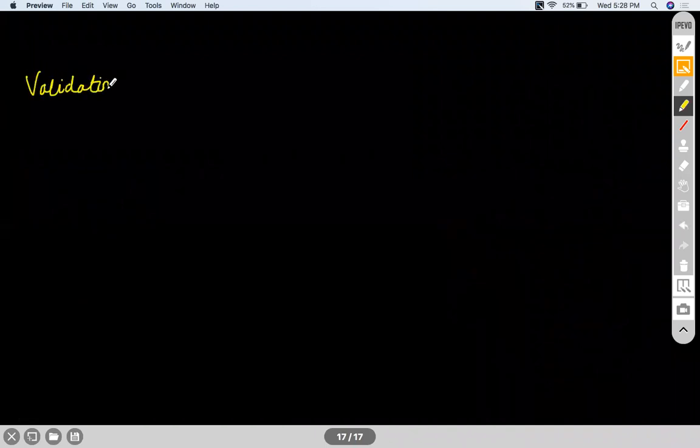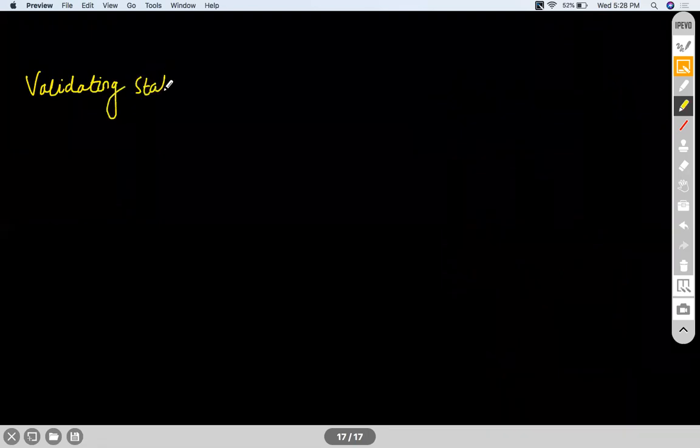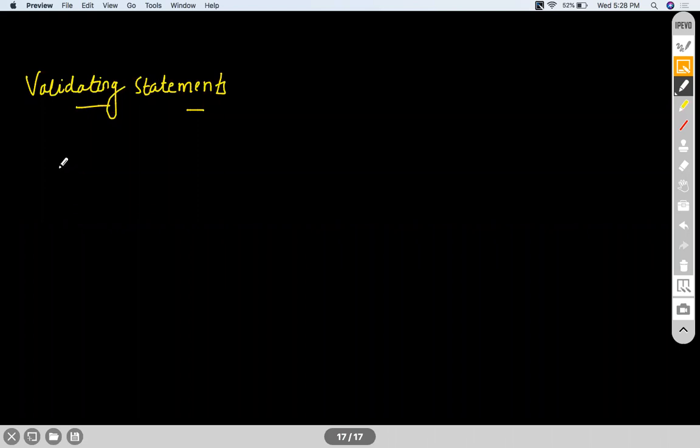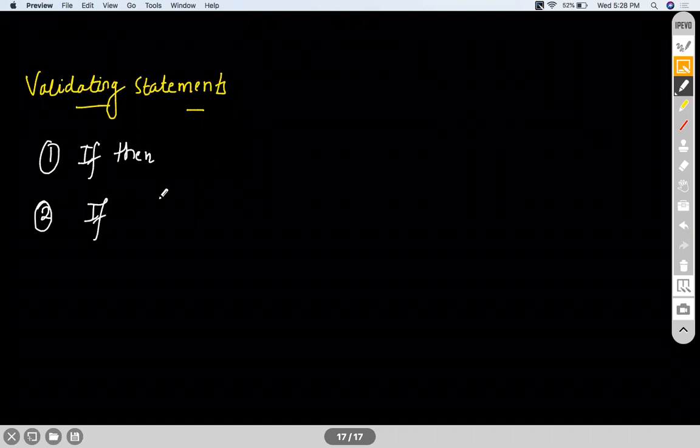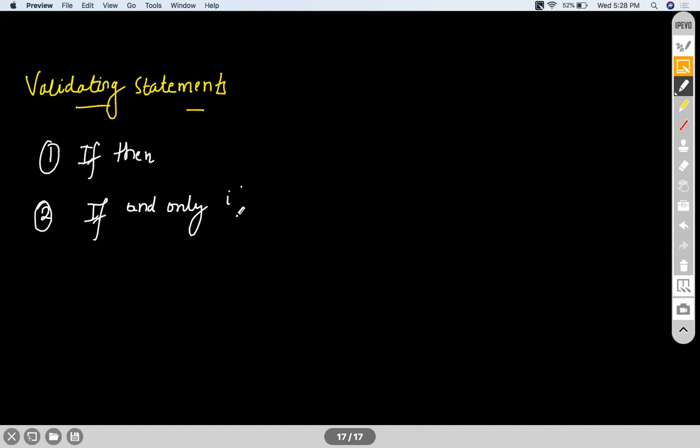This is important from your school point of view, but it will not be asked in JEE actually, because this is proving it by writing a set of statements and sentences, which definitely will not be required in JEE. Okay. Now, then we'll be learning how to validate two types of statement. One is your if-then implication. And the second one is your if and only if statement. What is the meaning of validation or validating? Proving it is true.